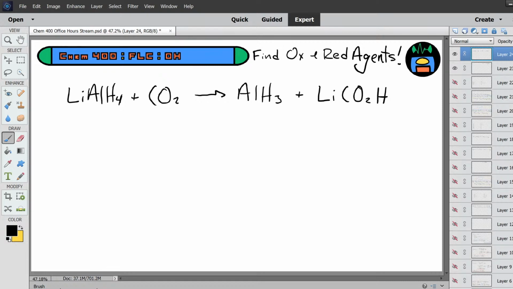All right, so we have to find the oxidizing and reducing agents. To do that, we need to know what is oxidized and what is reduced. To determine that, we must assign our oxidation states. So this problem will incorporate everything that we talked about in class today. So let's start with lithium aluminum hydride.